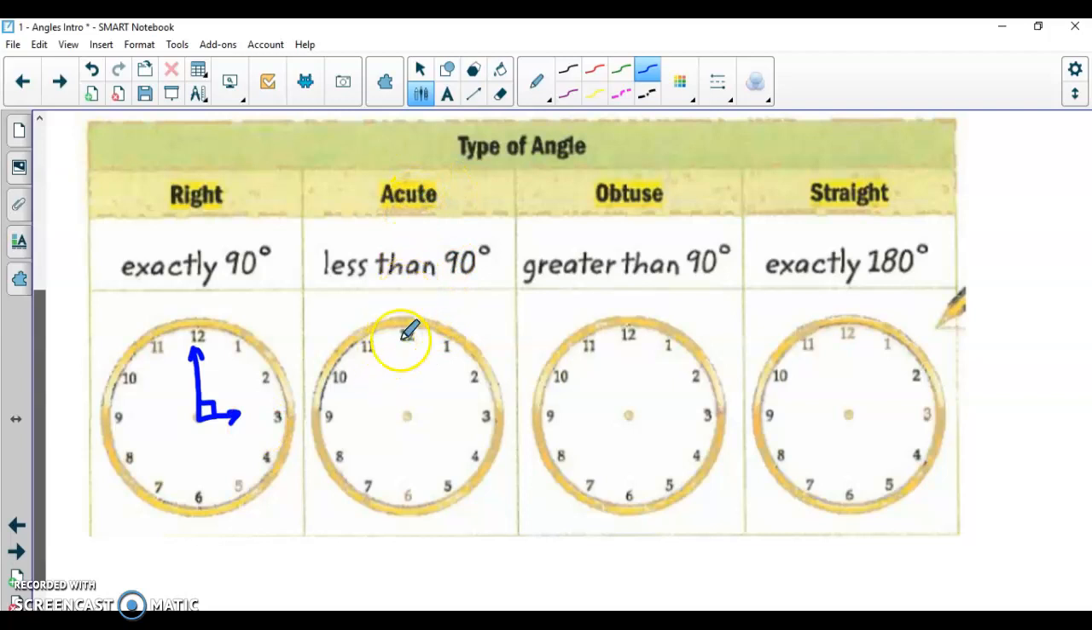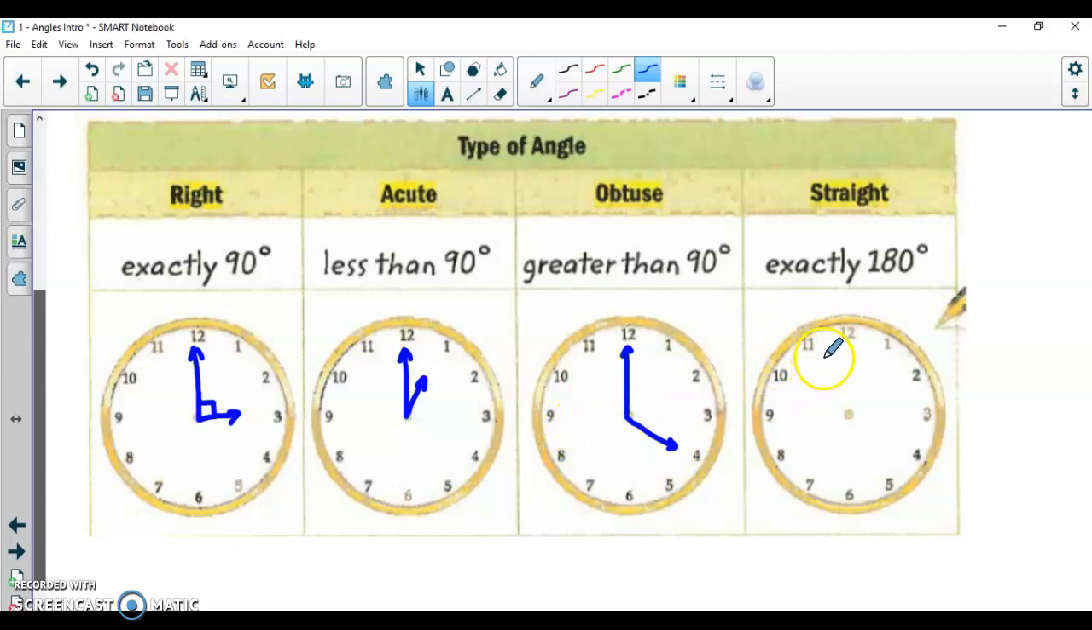An acute angle is one less than 90 degrees. So for example, if I were to say it is 1 o'clock, or 11 o'clock or 2 o'clock or even 10 o'clock, that would be an option. When we talk obtuse, we're talking greater than 90 degrees. So we would have here anything like 4 o'clock, 5 o'clock would be obtuse angles. We could even do 7 or 8 if we wanted to as well.